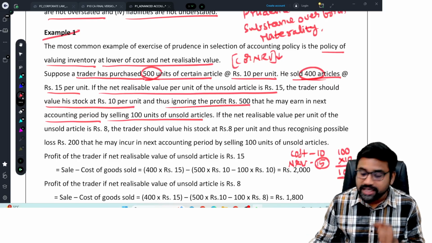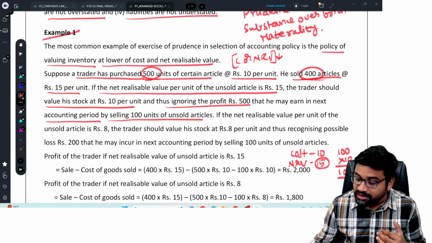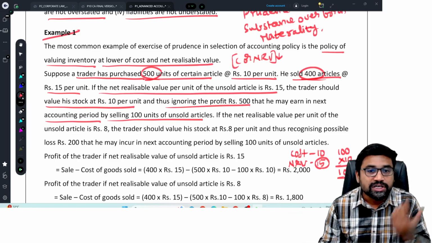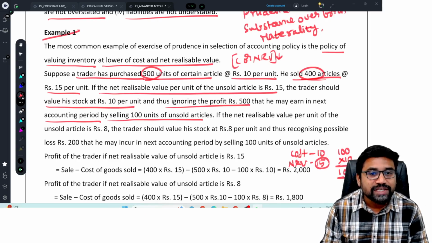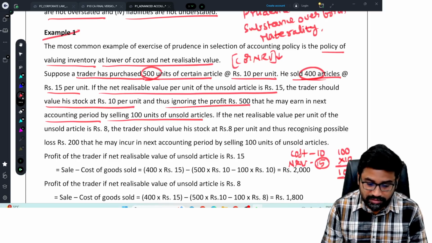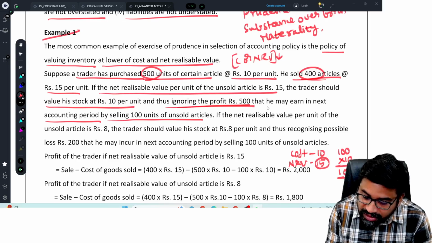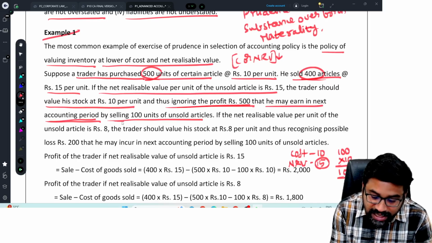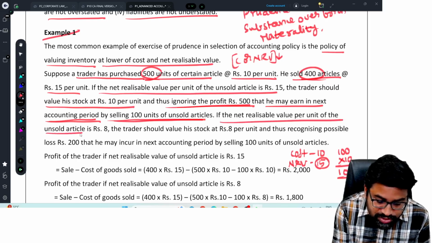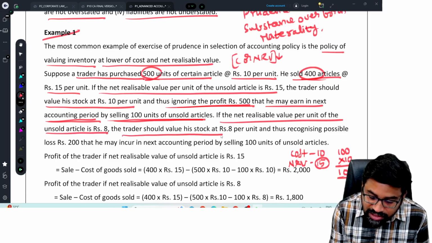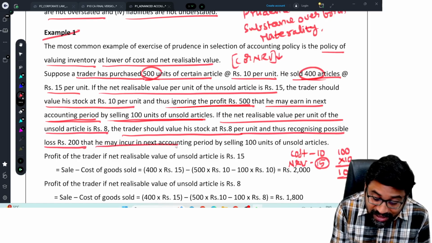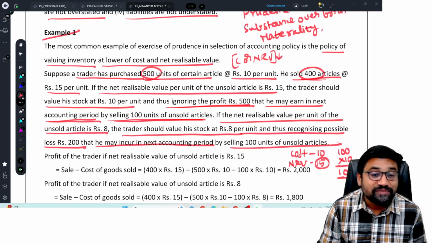Sir, you cannot say that these 100 articles may be sold next year. If I sell next year, I can sell at 15 rupees. My cost is 10. Therefore, 5 rupees is my profit. So 500 profit I will anticipate. No, prudence says no, you should not anticipate profits. Profits are recognized only when there is certainty. So here, the profit of 500 that he may earn in the next accounting period by selling 100 units of unsold articles is ignored. In the same manner, if the net realizable value per unit of the unsold article is 8, the trader should value his stock at 8 per unit, thus recognizing the possible loss of 200 that he may incur in the next accounting period by selling 100 units of unsold articles.